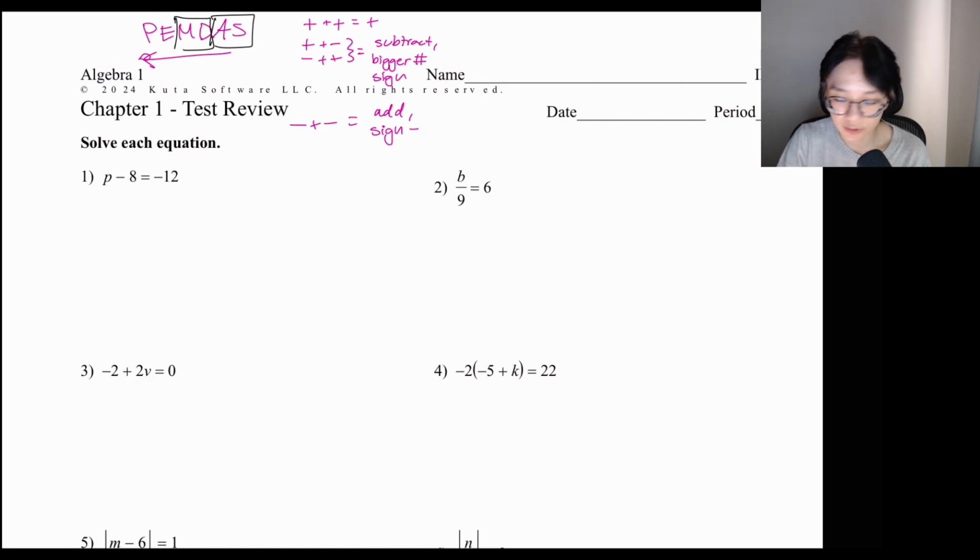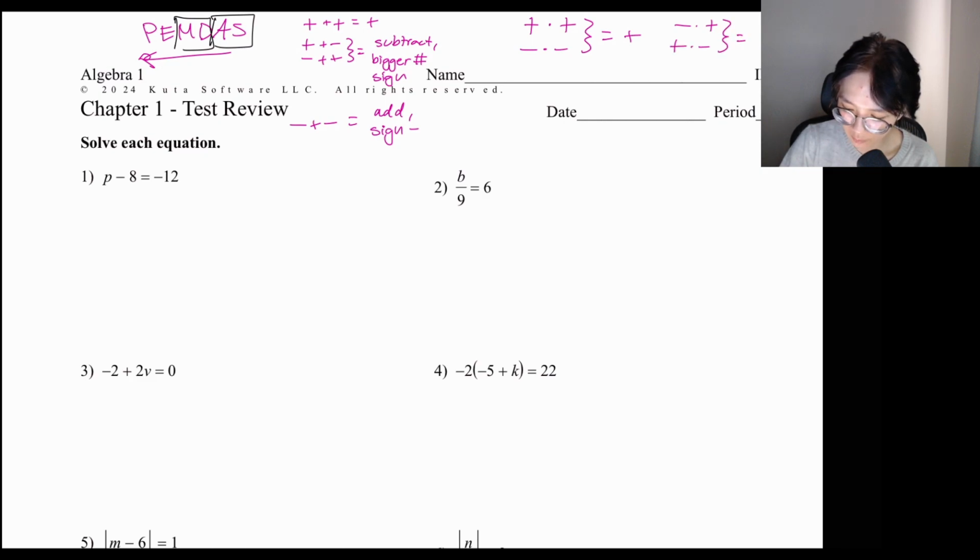Or for multiplication and division, a positive times a positive, or a negative times a negative, because they're the same, they're going to equal positive. Or a negative times a positive, or a positive times a negative, because they're different, they're going to equal a negative. You can always write things down. I'm not gonna penalize you for it. That doesn't impact me, but if it helps you to remember it, you can write it down on top of your paper and then just reference it every single time you go through these. But that being said, let's get started.